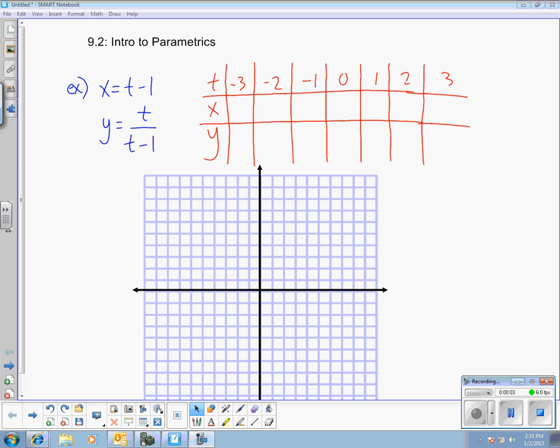Okay, guys, welcome. This is section 9.2. We're going to start talking about parametrics today. We're just going to do about half of chapter 9. We're going to get the basics of parametric equations and polar equations, and starting with parametrics today.